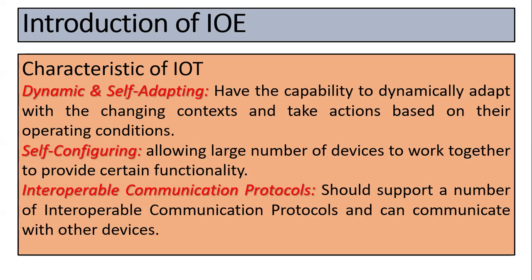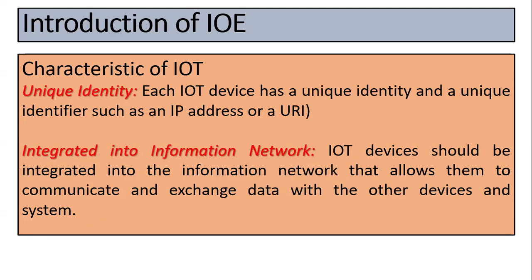So these are the five characteristics IoT devices should have. First one, dynamic and self-adapting. It should adapt based on the data collected. Self-configuring. Whenever any device malfunctions and a new device is installed, it should configure it automatically. Interoperable communication protocol: whatever ICT protocol is available, it should be able to communicate and support those protocols. Unique identity: it should provide a unique identity by using some IP address.